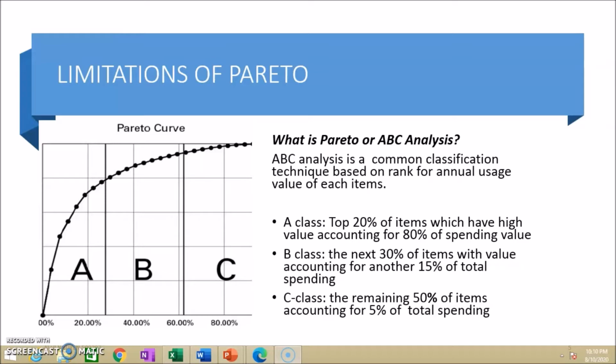of spending value. And B class, the next 30% of items with value accounting for another 15% of total spending. It can also be 40%. A and B would account for 90% of total spending, and C class is the remaining 50% of items accounting for 5% of total spending.